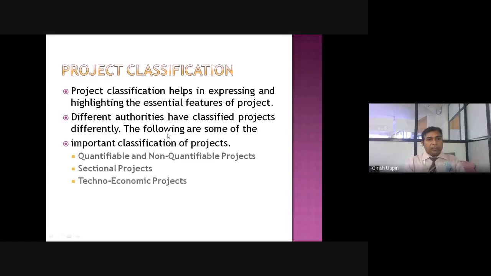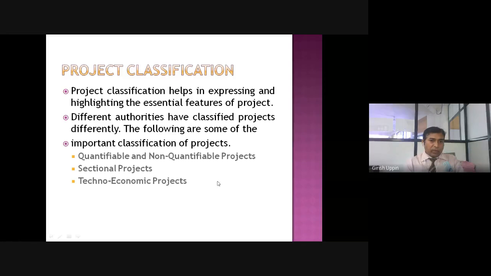Project classification. Project classification helps in expressing and highlighting the essential features of a project. So the classification will help in expressing and highlighting what are the essential features of a particular project. Different authorities have classified projects differently. So the project classification is done in a variety of ways.